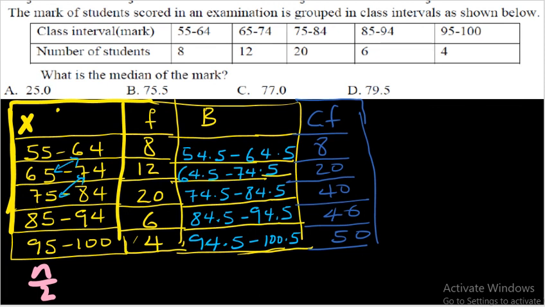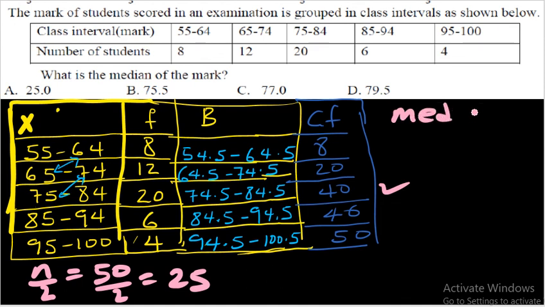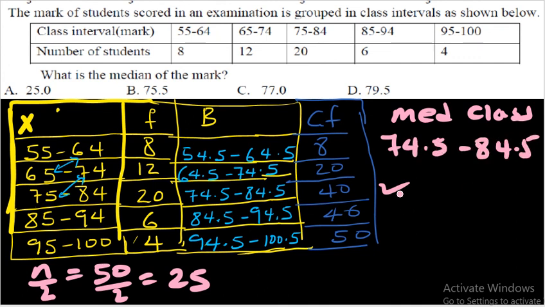So n over 2 means it's going to be 50 divided by 2, which will be 25. So where is the 25 found? In the second class or the third class? It will be the third class, because the second class goes until 20 only. Therefore our median class will be the third class, which is 74.5 until 84.5. So here we need to identify everything we need as input in the formula.